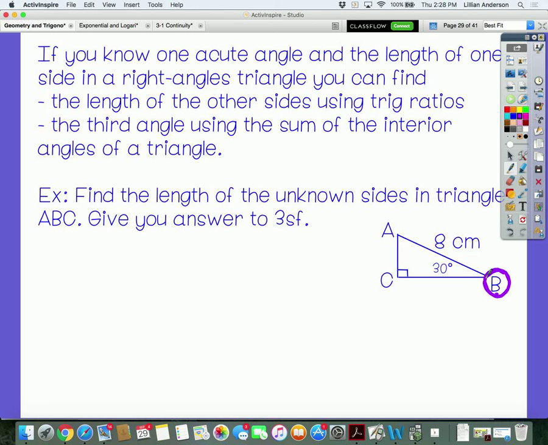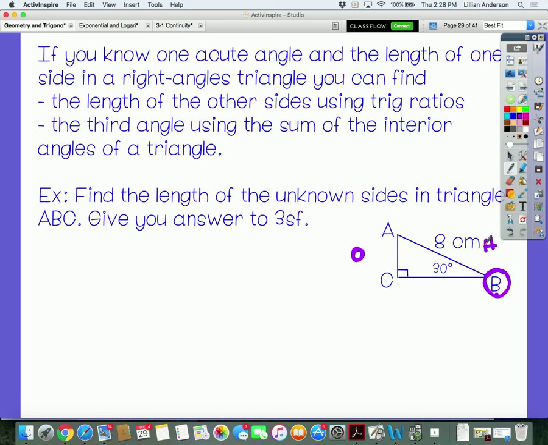In order to find my other two sides, I need to know exactly what they are. AC, is that my opposite side, my adjacent side, or my hypotenuse? It's the opposite side. Eight is your what? It's your hypotenuse. It's across from the what? Right angle. So the side across from the right angle is always your hypotenuse. So if I'm looking for AC, my opposite side, and I'm given my hypotenuse, what trig ratio is that? Is that sine, cosine, or tangent? It's sine. In SOHCAHTOA, O and H.